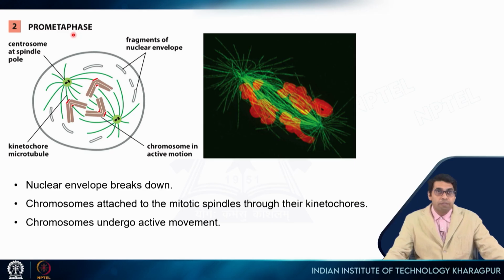In the next phase, which is the prometaphase, the nuclear envelope disintegrates. The envelope is gone. Now the chromosomes are exposed and they can get attached to these mitotic spindles. They get attached to the mitotic spindles through their kinetochores. And now the chromosomes undergo active movement. They will get pulled and pushed around inside the cell.